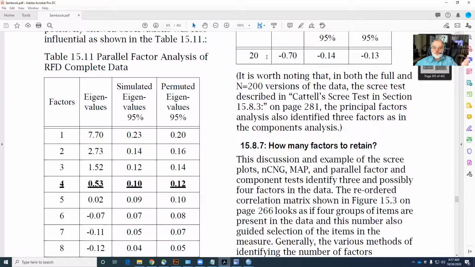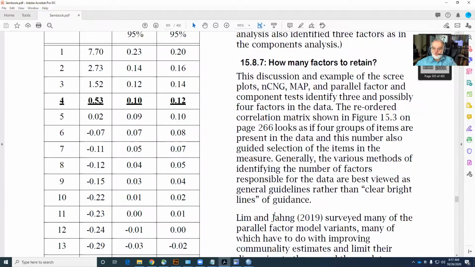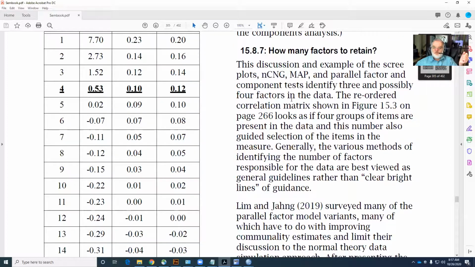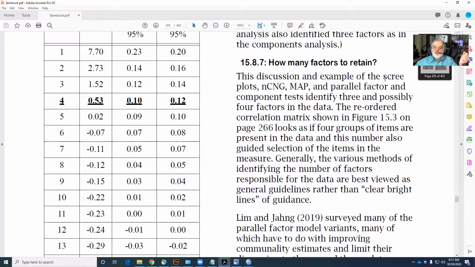And this is my summary statement toward the end, and then it'll probably be kind of a good place to stop before we go on to iterated solutions. We have many ways of figuring out how many factors are present in the data. And based on these models, it kind of looks that we have 3 and maybe 4.